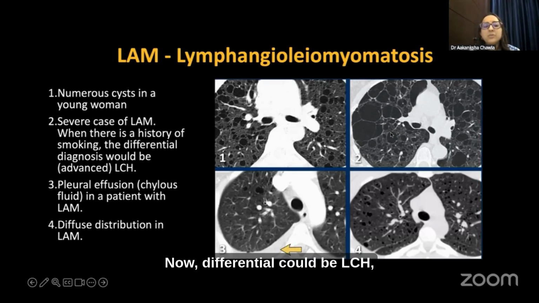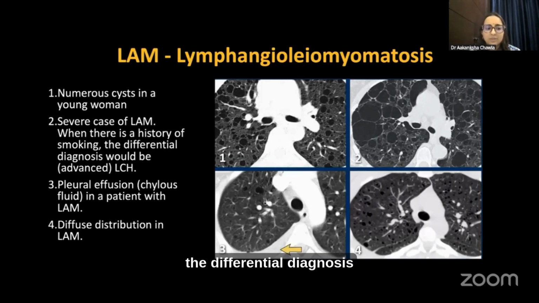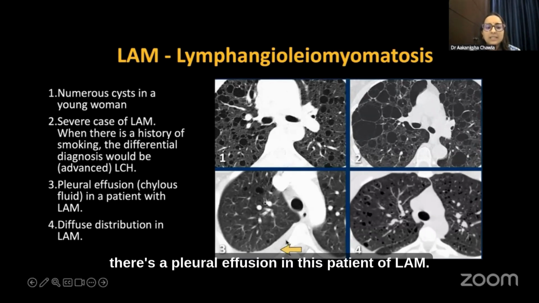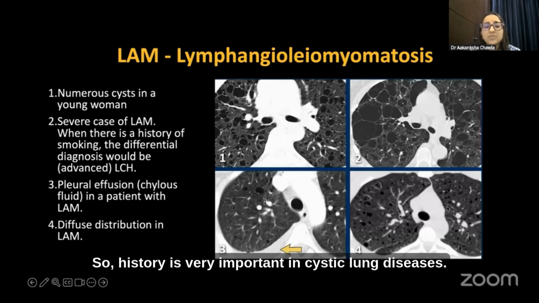Then again, very severe, very large cysts seen. Now, differential could be LCH, but with this particular history of a woman of childbearing age, the differential diagnosis of LCH was ruled out. Then there's a pleural effusion in this patient with LAM. Usually, chylous effusion is seen in cases of LAM. Then again, cysts with diffuse distribution. So history is very important in cystic lung diseases.